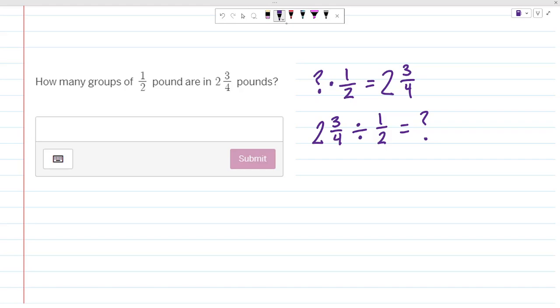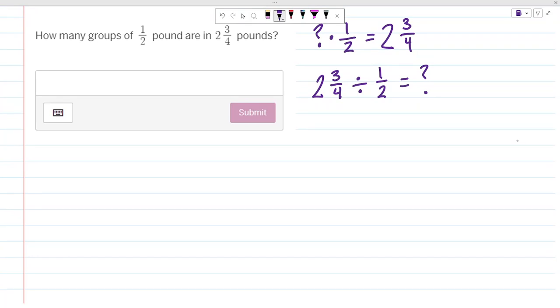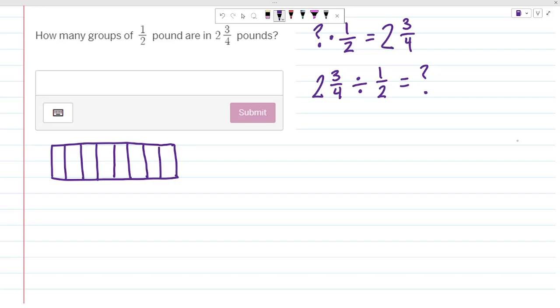So next, let's go ahead and draw a quick tape diagram. I have 2 wholes, so I'm going to make room for 2 pounds. And then I have 3/4 of a pound. So let's break each of our whole pounds into fourths. So I have 1 whole pound there, 1 whole pound there, and now I have 3/4 of a pound over here.